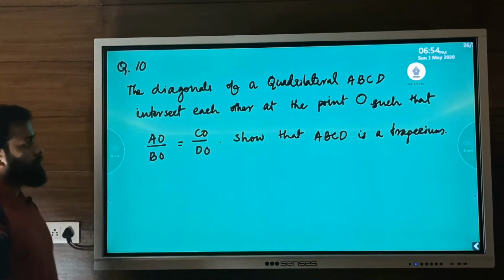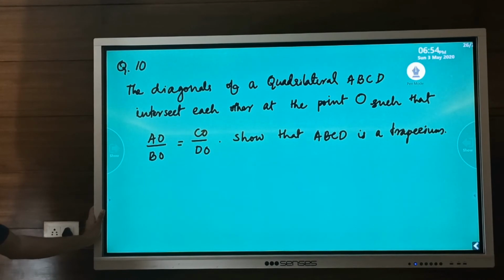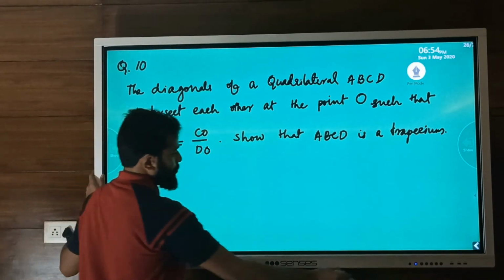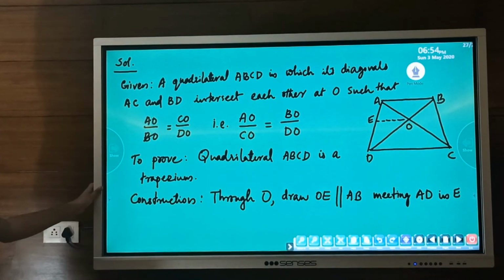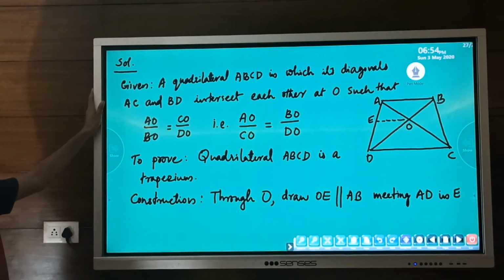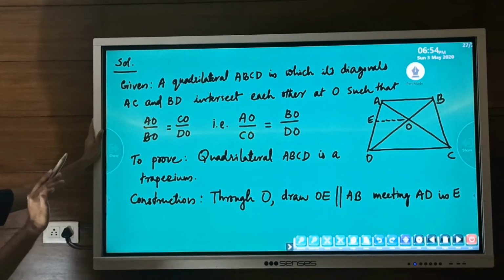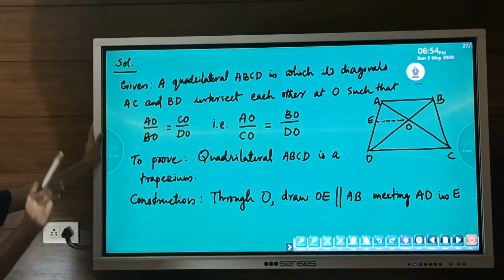Now the last question, question number 10. The diagonals of a quadrilateral ABCD intersect each other at the point O such that AO by OB is equal to CO by DO. Prove that ABCD is a trapezium. We can construct the diagram. ABCD is a quadrilateral, not yet a trapezium, but we have to prove ABCD is a trapezium. That means a pair of opposite sides are parallel. That we need to prove.